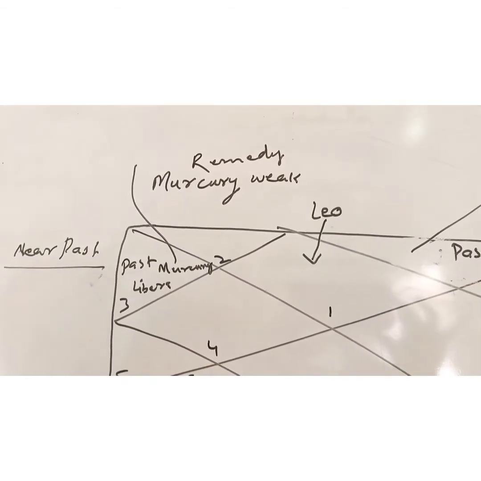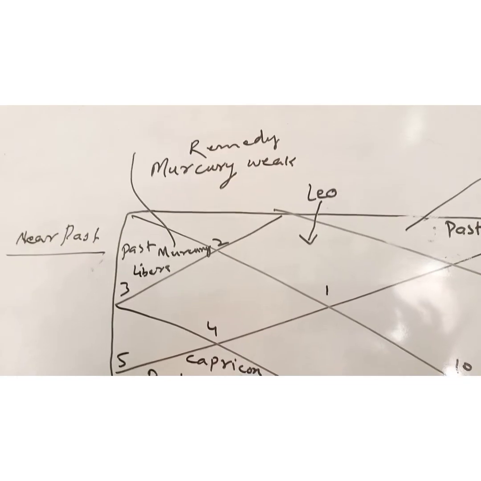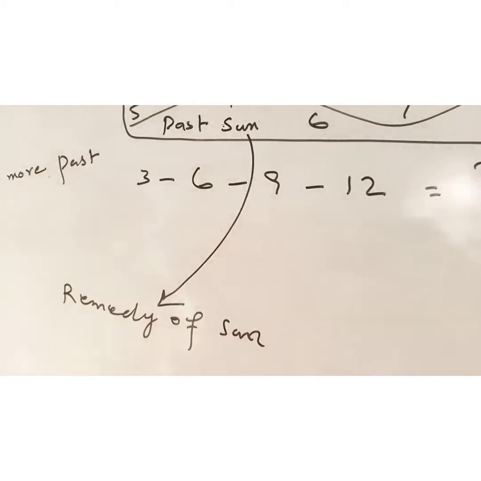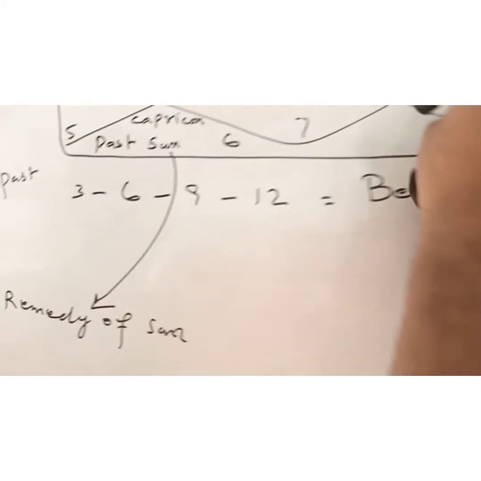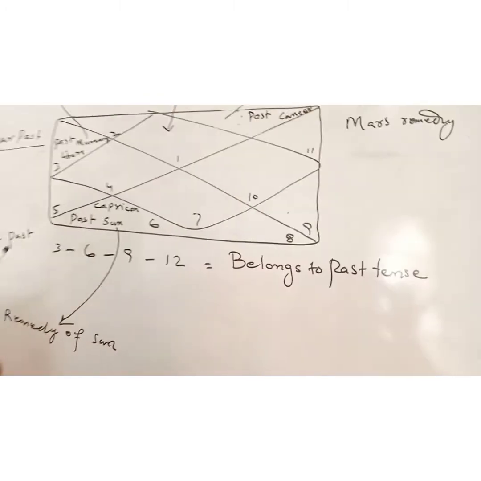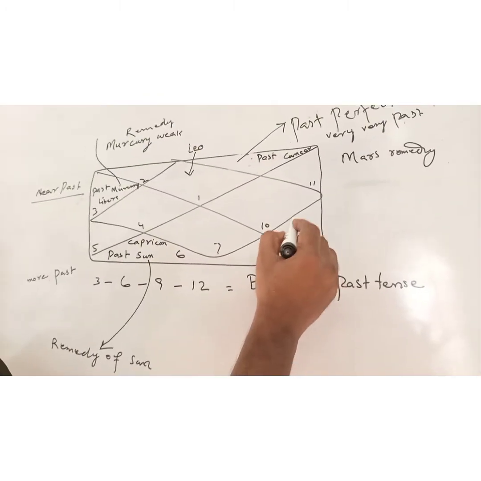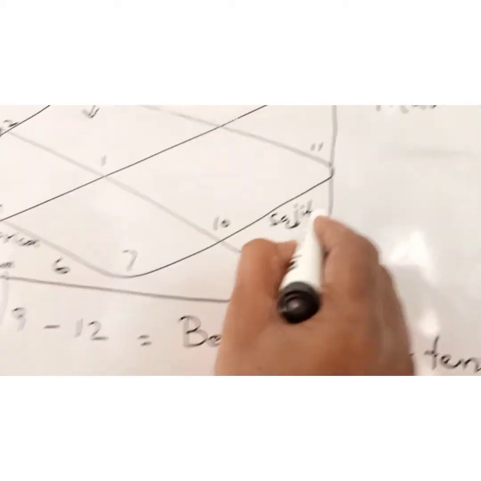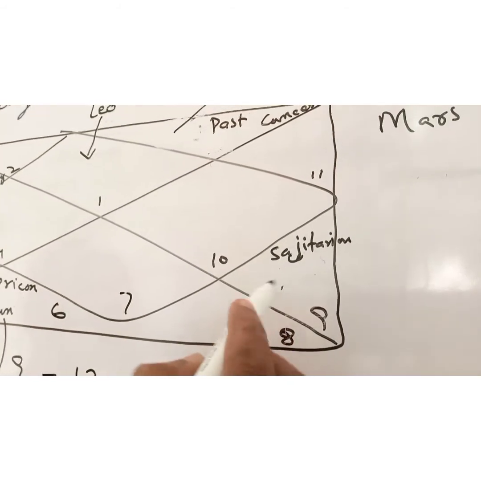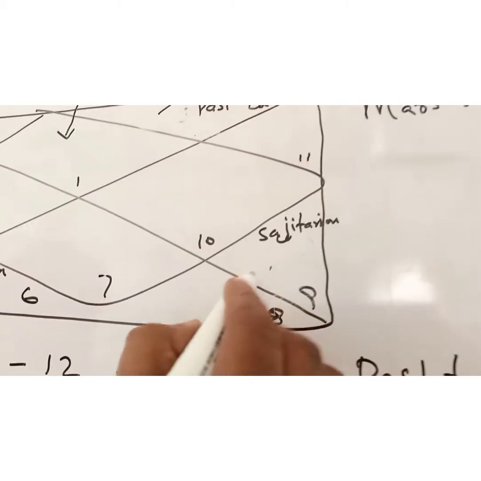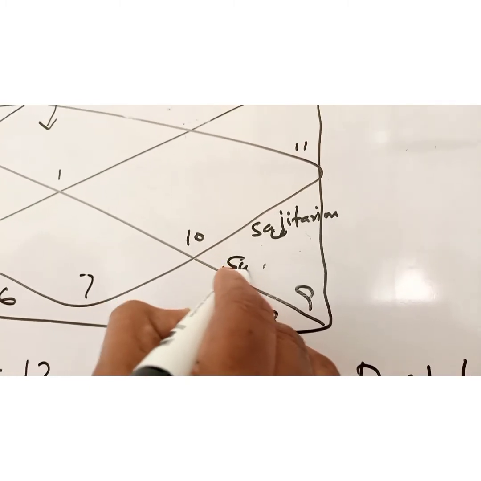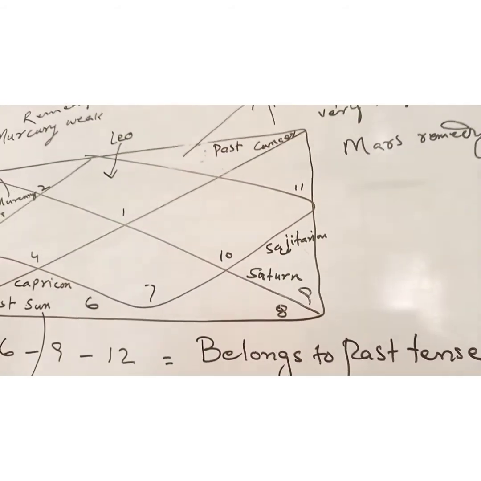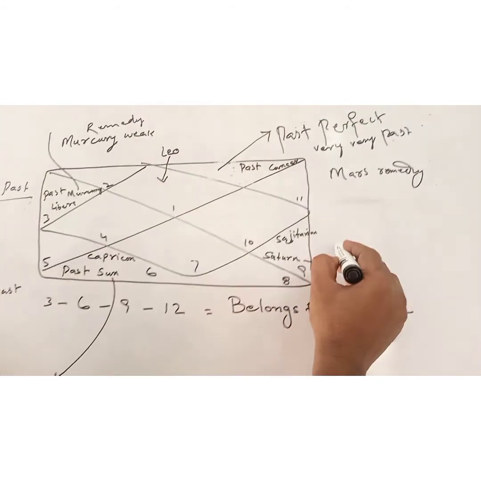And if the ninth house is Sagittarius, and suppose here is Saturn, then we do the remedy of Saturn here.